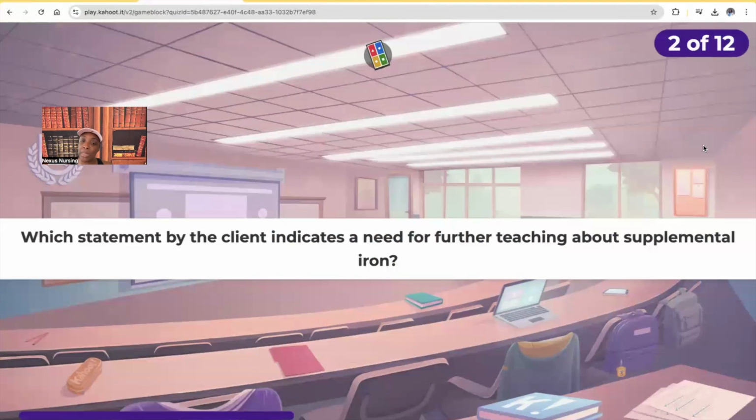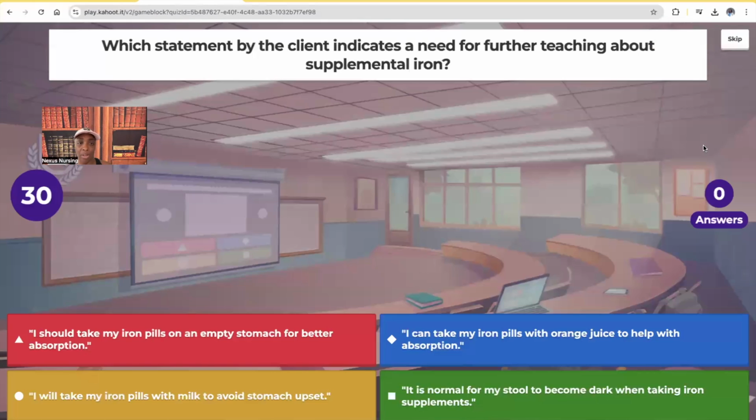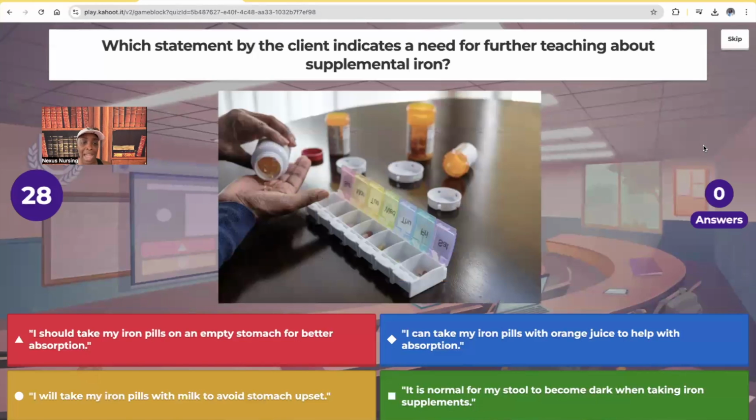Which statement by the client indicates a need for further teaching about supplemental iron? Would it be, I should take my iron pills on an empty stomach for better absorption? I can take my iron pills with orange juice to help with absorption. I will take my iron pills with milk to avoid stomach upset, or it is normal for my stool to become dark when taking iron supplements. What do you guys think?